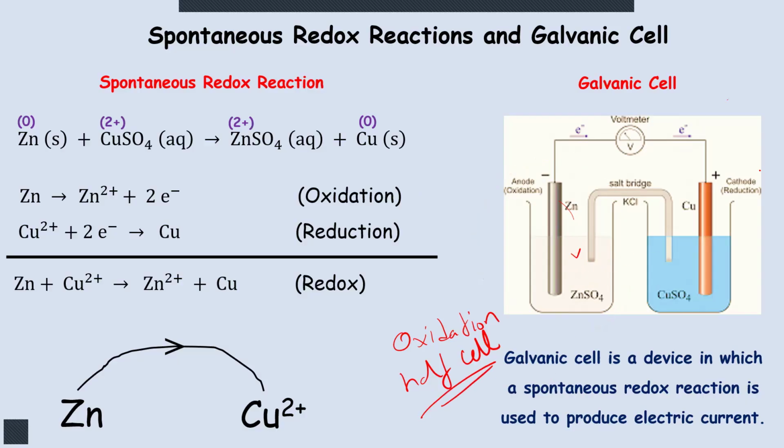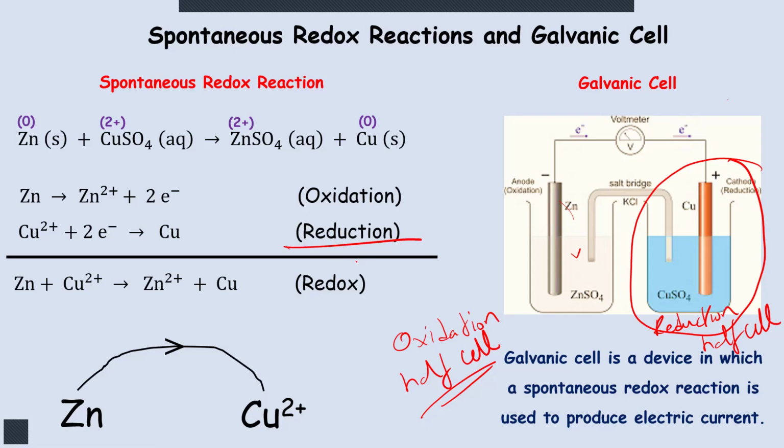And on the other side, on the right side, reduction is taking place. Copper 2 plus ions gain 2 electrons at the surface of the copper rod and get reduced to copper. So this part is the reduction half cell. Why is it a half cell? Because here the reduction half reaction takes place. So a galvanic cell consists of 2 half cells, of which one is an oxidation half cell where the oxidation process takes place, and the other is a reduction half cell where reduction takes place.